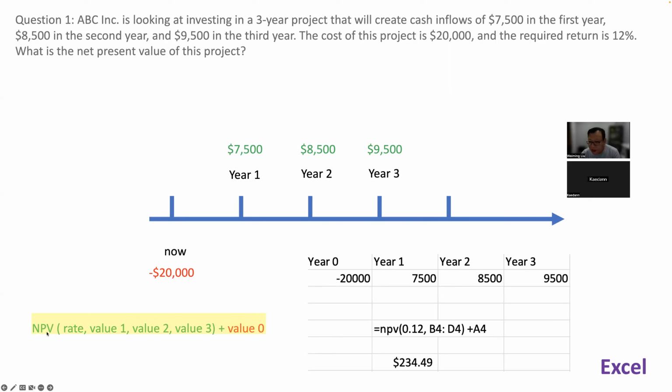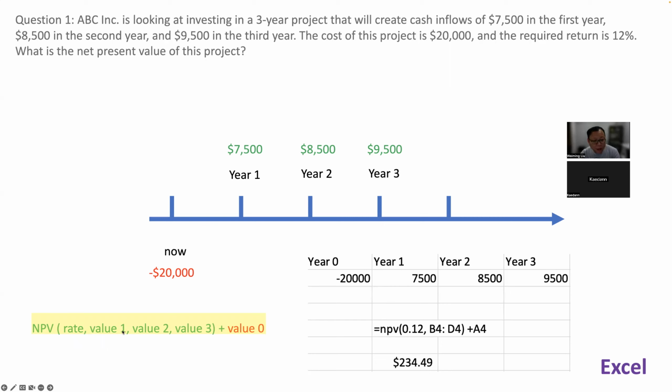So NPV, that's short for net present value, and then bracket, and the first parameter is the rate, which is the required return. In this case, that should be 0.12. You have to enter this in decimals, okay? So the rate is 0.12 because the required return is 12%.